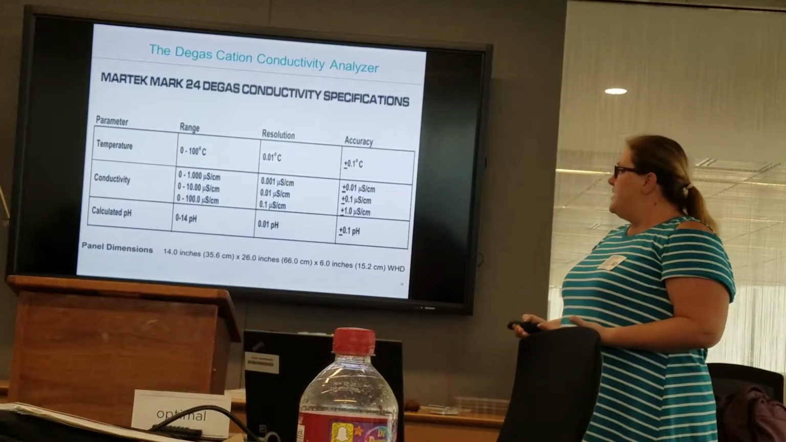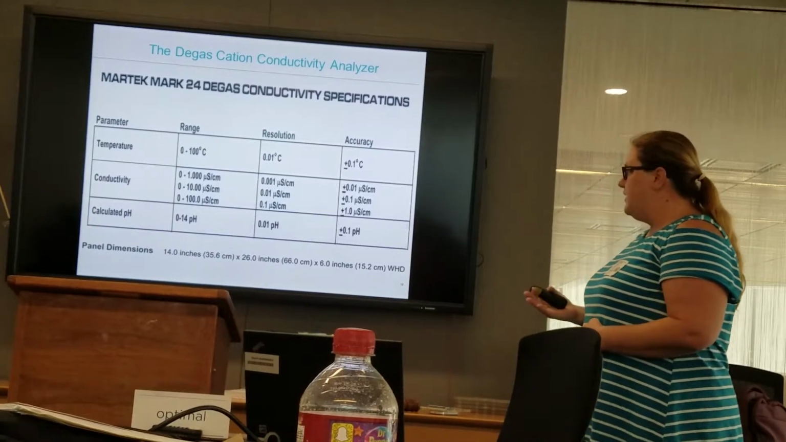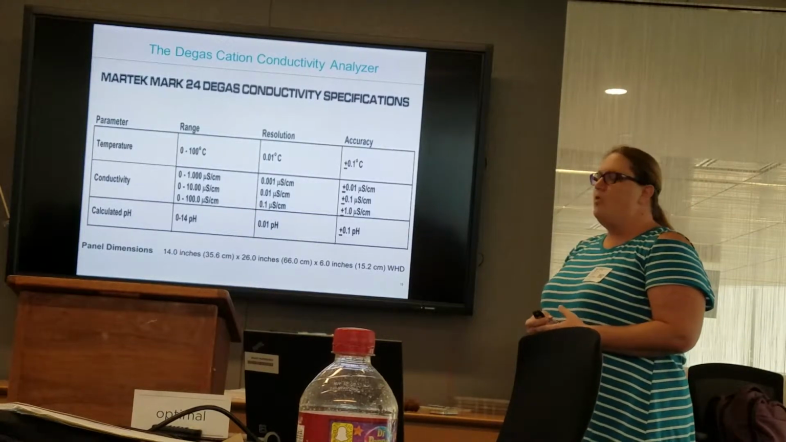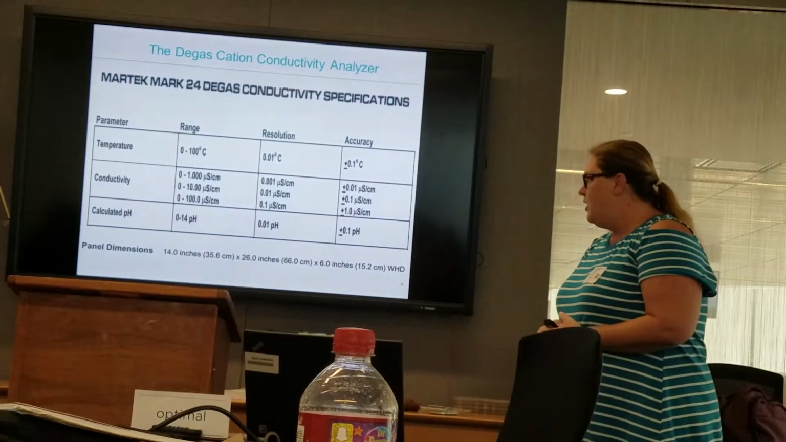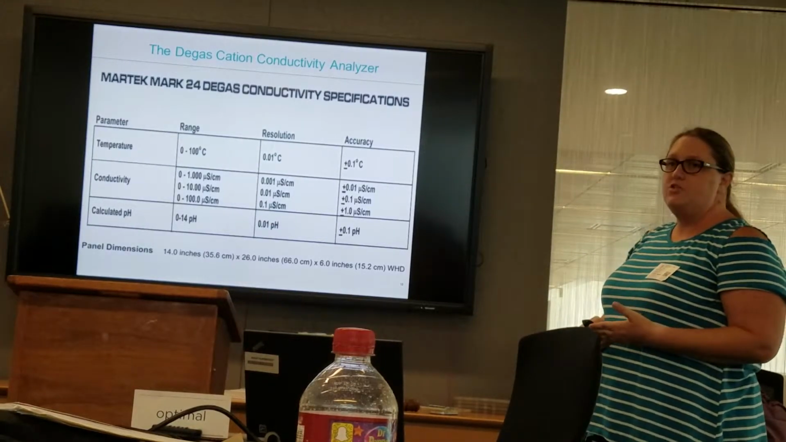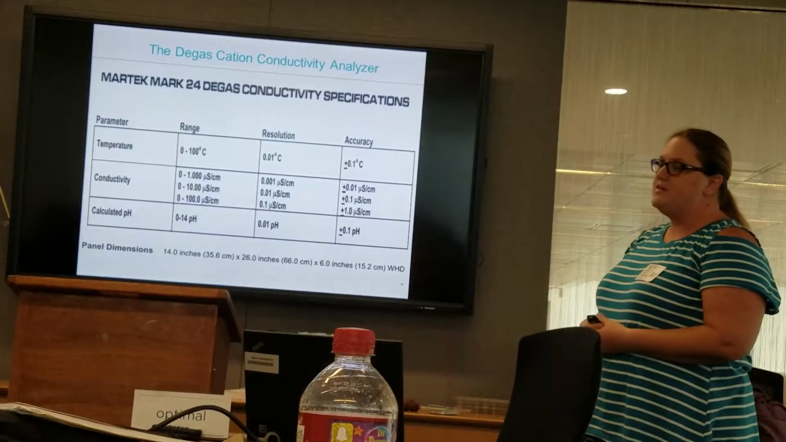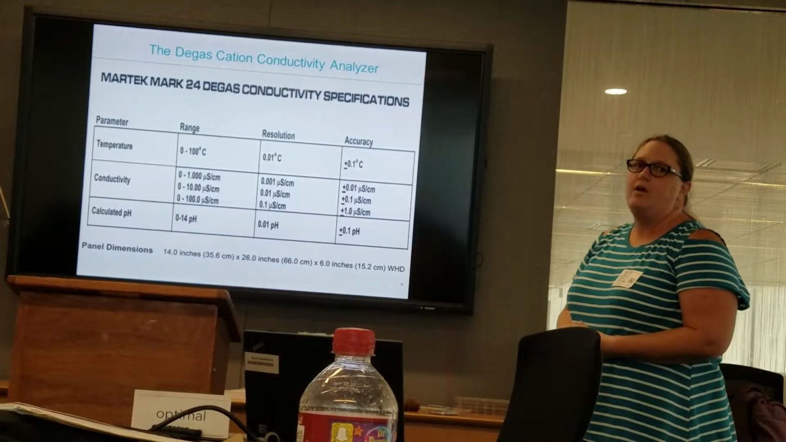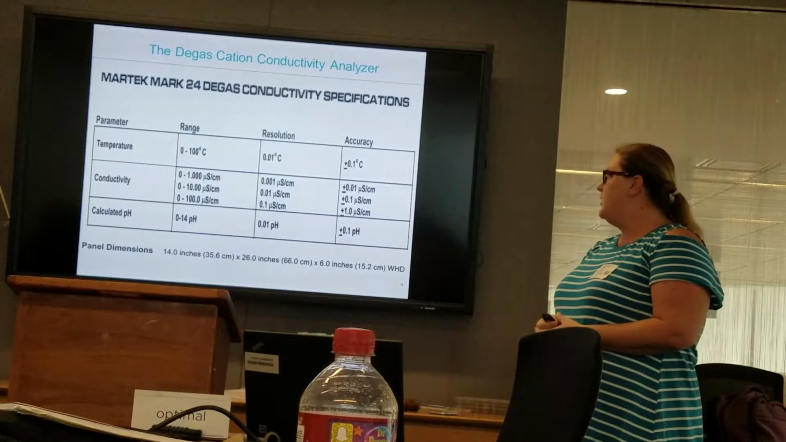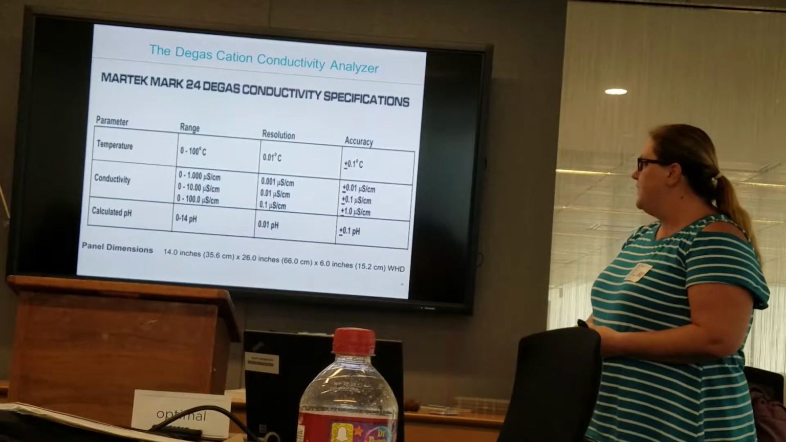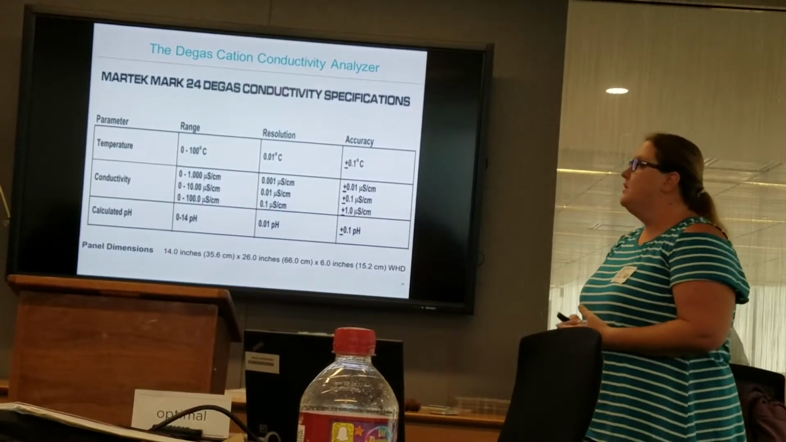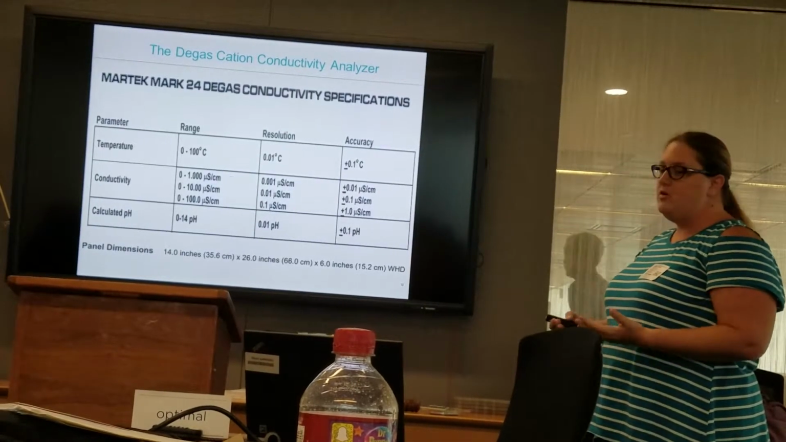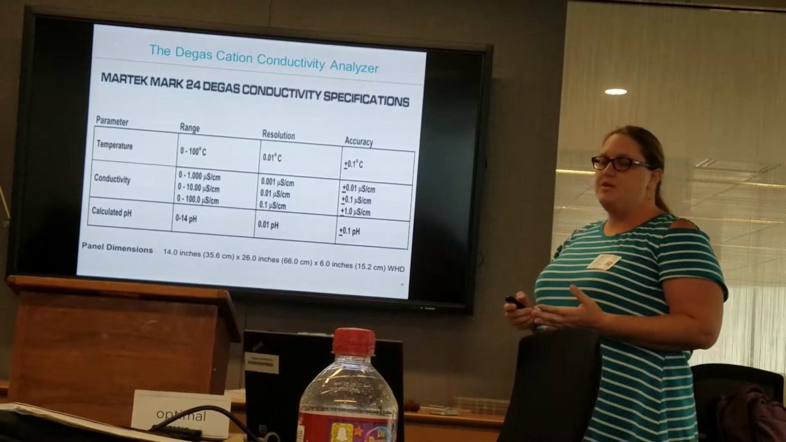So we have specification for what we've used it for, conductivity. For specific conductivity, we had a range of 0 to 100 microsiemens per centimeter with a plus or minus 1 accuracy. Our cation conductivity was 0 to 10 range of microsiemens per centimeter with a plus or minus 0.1 accuracy. And then the final one, degas cation conductivity, has a range of 0 to 1 microsiemens per centimeter with a 0.01 plus or minus accuracy. Calculated pH for those that will use it ranges 0 to 14 with a plus or minus 0.1. And then the panel itself has a dimension of 14 by 26 by 6 inches.